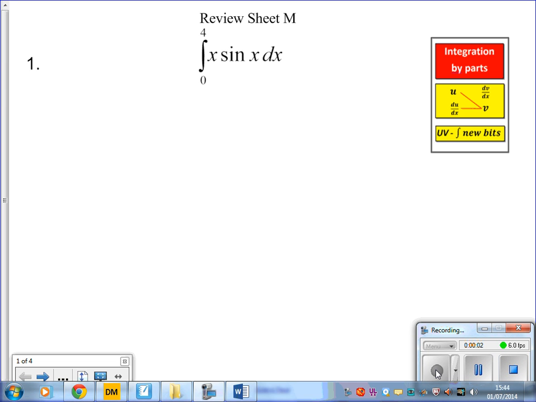Review sheet M, integration by parts. And I'm going to use this here, which you'll be familiar with from your posters or from the front of your review sheets. Pieces of information that I need.